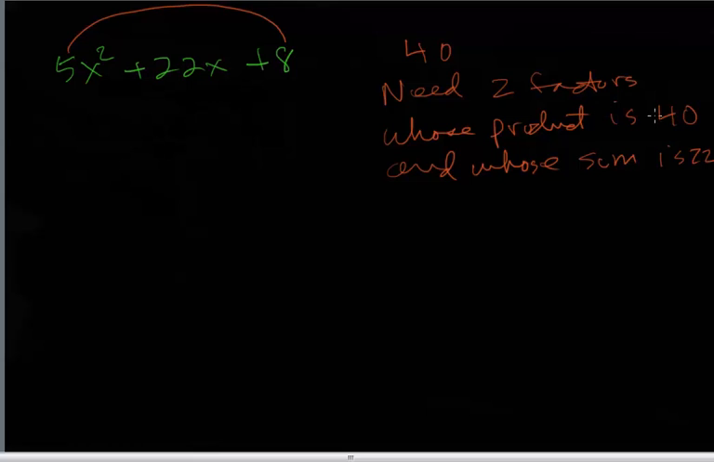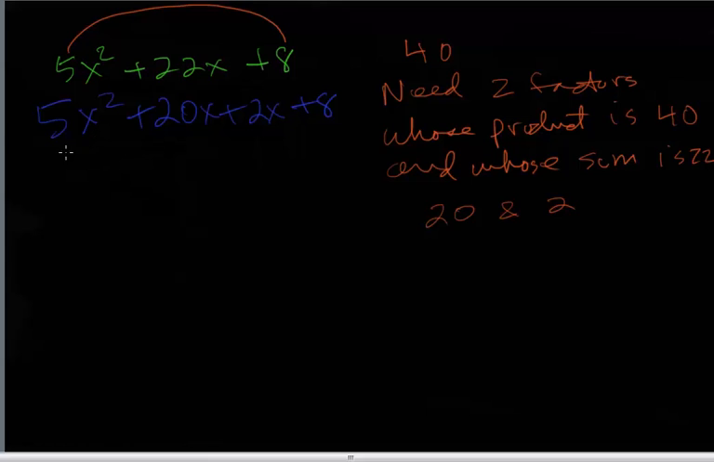So that might take a while to run through the possible combinations. 5 and 8 doesn't work because 5 times 8 is 40, but 5 plus 8 is 13. So then I might try 20 and 2. 20 times 2 is 40, and 20 plus 2 is 22. So this is the one that's going to work. So I come over here then, and now I write this as 5x squared plus 20x plus 2x plus 8. Notice this is where I use the 20 and the 2 over here. Now I can also write this as 2x plus 20x in that reverse order, and that'll still work.